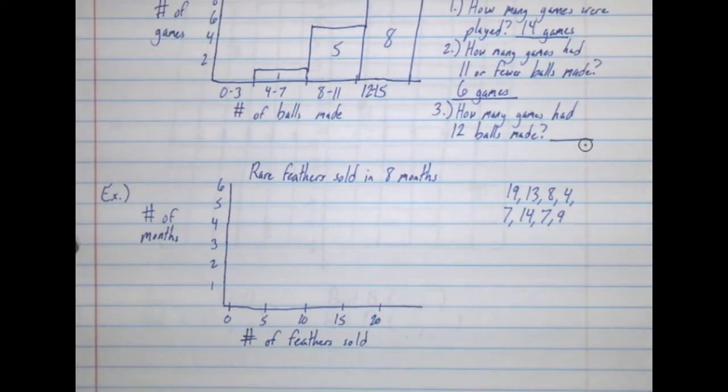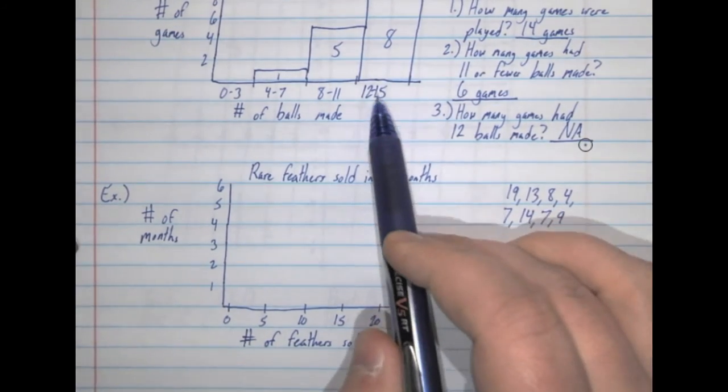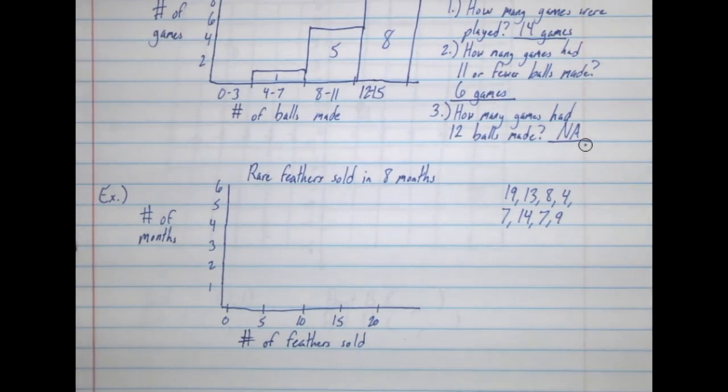Now, how many games had 11 balls made? This is a trick question. We don't know how many games there were exactly 11 balls made. There's not enough information in this histogram because we are looking based on a range rather than specific numbers. So we can't answer that question, so we're going to put not available there. Some of the questions you guys may see could say none of the above. So that would be the option you choose there.